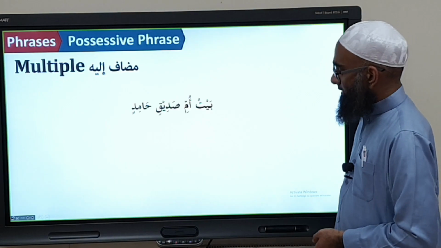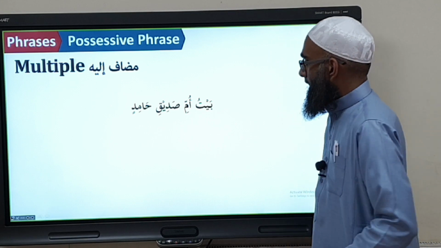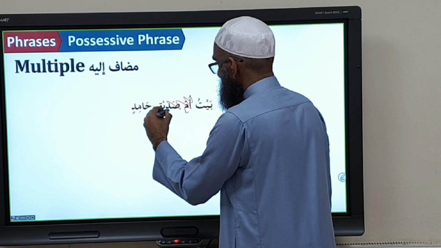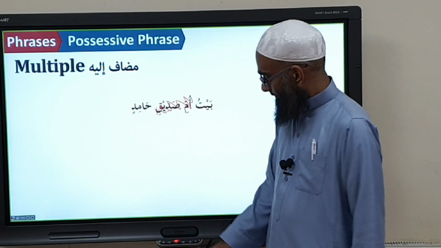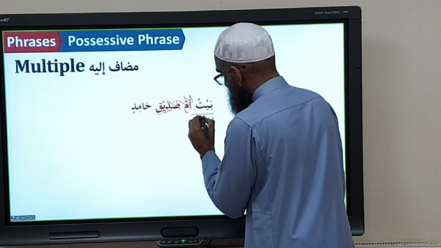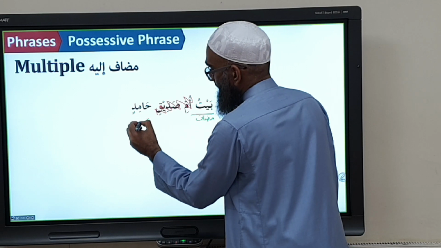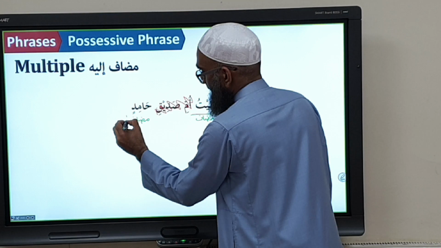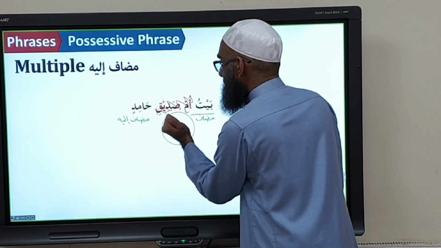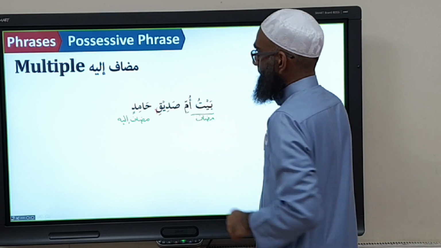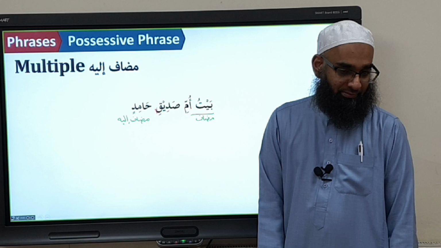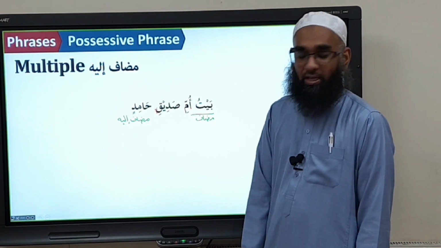So the first thing here, let's start off with an example. Let's say we have Baytu Hamidin. What's the tarkib of Baytu Hamidin? Bayt is going to be mudaf, and Hamidin becomes mudaf ilay. Hamid's house. But what if we want to give a bit more detail? The house of the mother of the friend of Hamid, or Hamid's friend's mother's house.